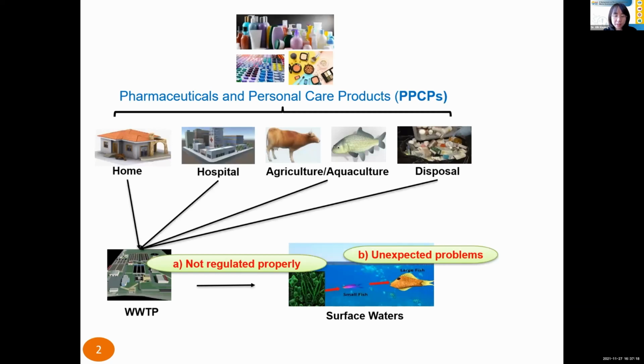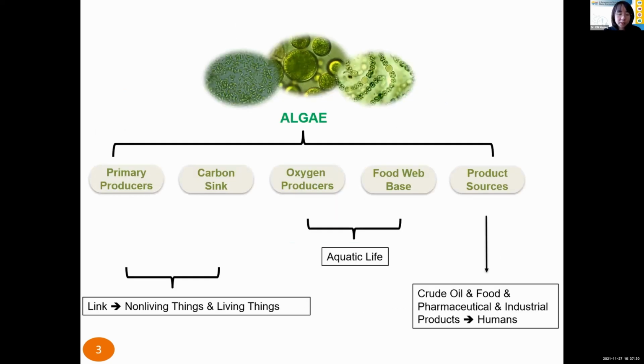If they enter the environment, they may have uncertain effects and also cause unexpected problems for the living organisms in the water. My work is to study how those emerging contaminants affect living organisms in water. But for now I just use algae as a biological model.